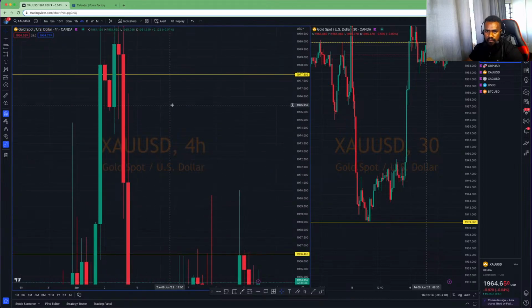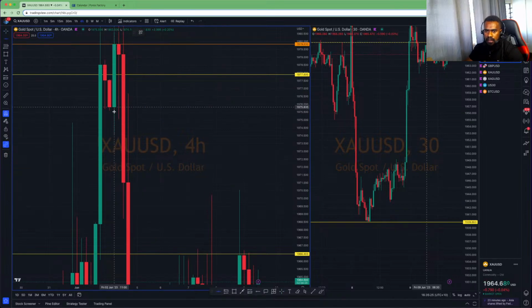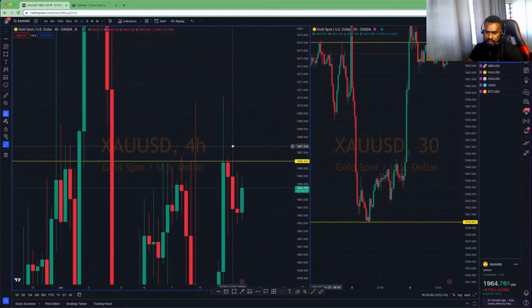look at the 4-hour time frame. We have clean traffic to the left coming up all the way to the resistance area at 1980. Or even 1976, which is the previous support level on the 4-hour time frame that was held on Friday. Last week Friday's Asian session.